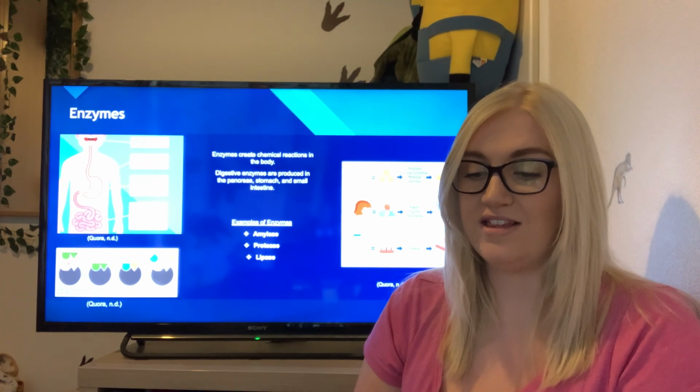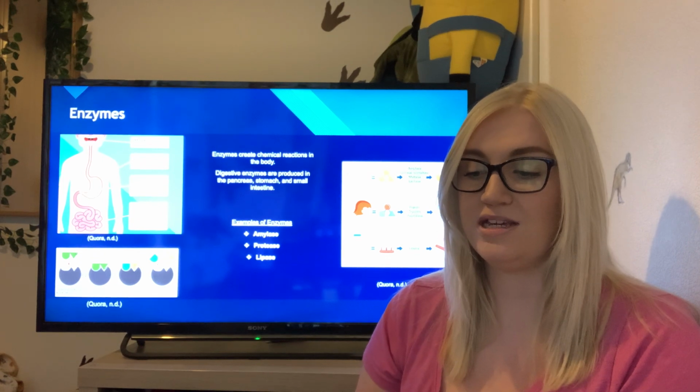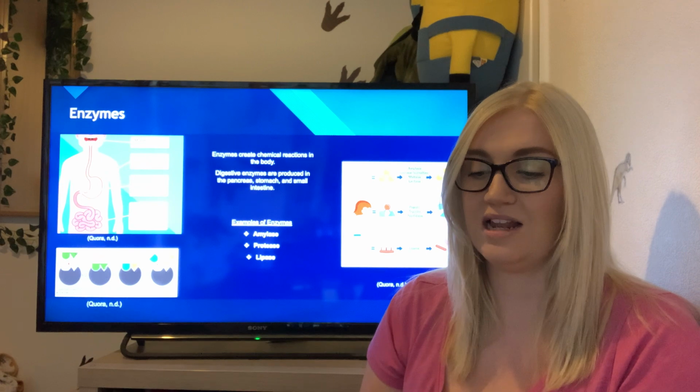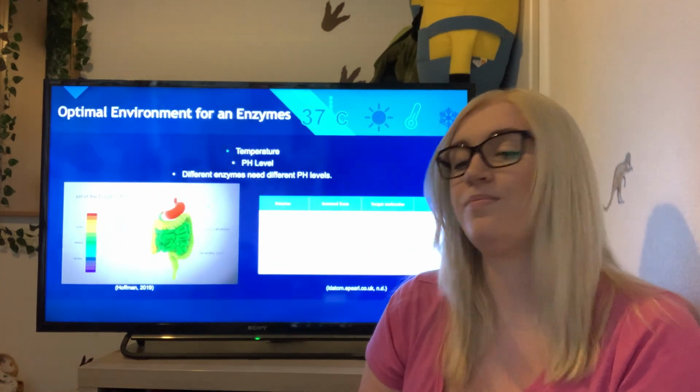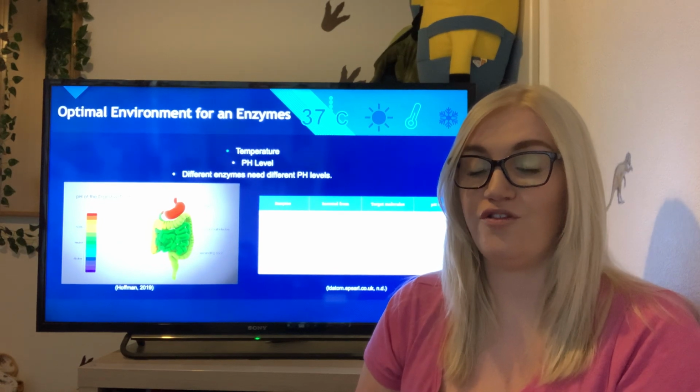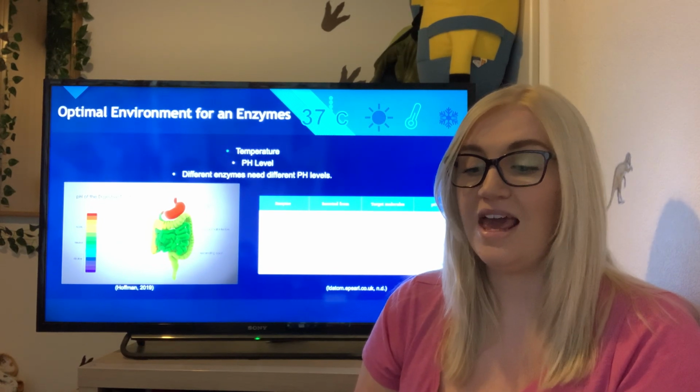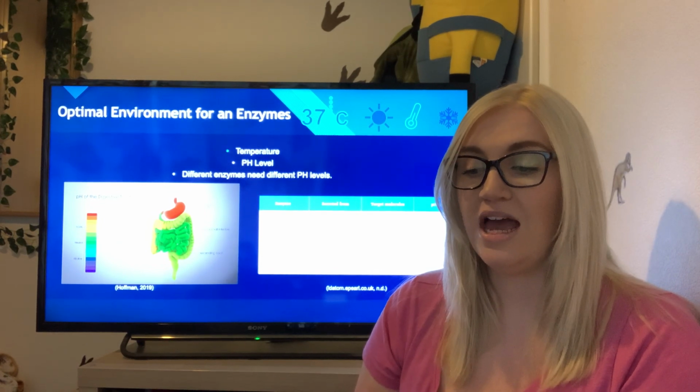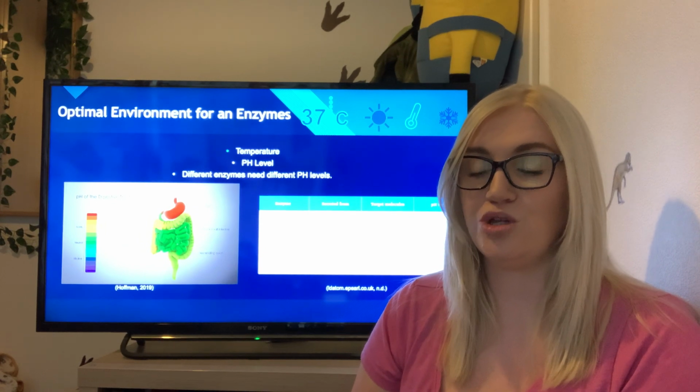Examples of the digestive enzymes are protease. These break down proteins into amino acids. Lipase. These break down lipids, which are fats and oils, into glycerol and fatty acids. Our bodies are 37 degrees Celsius. This is the perfect temperature for an enzyme to thrive in our body. If it's too hot, the enzyme could break down, and if it's too cold, the enzyme could work too slowly.